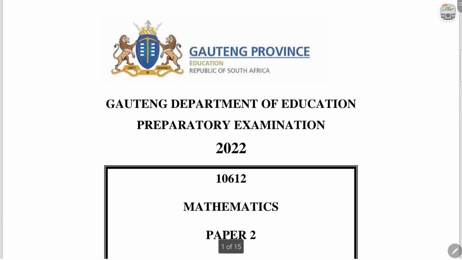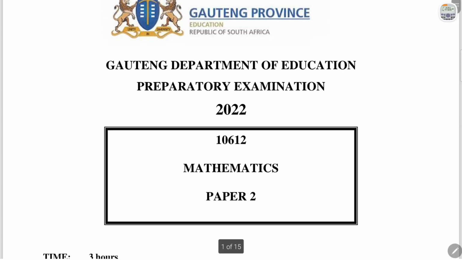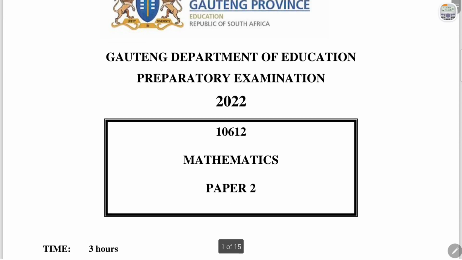Hi people and welcome to this video. In this video, we'll be working on the Mathematics Paper 2 Preparatory exam for 2022, specifically from the Gauteng province. Remember that the marks allocated is 150 marks and this paper is for 3 hours.